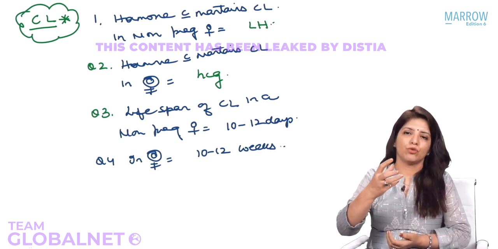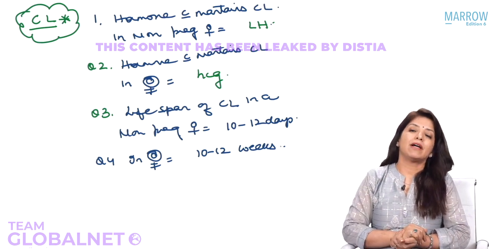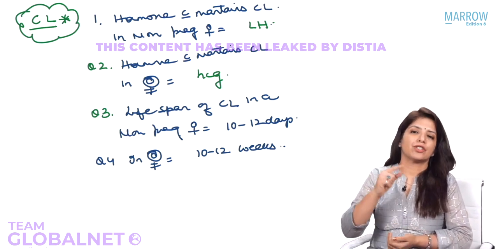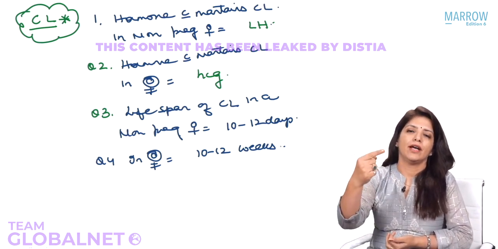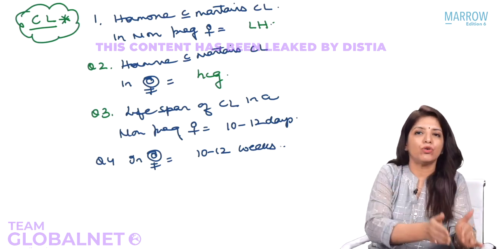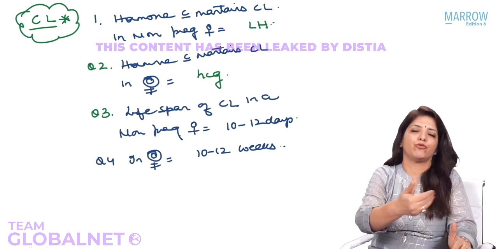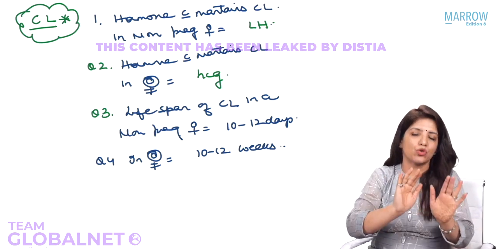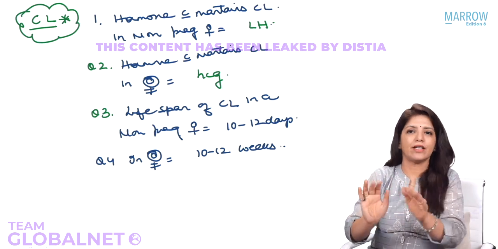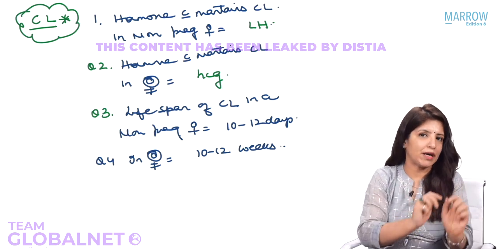Now, this corpus luteum was about to die, right? But because the patient had become pregnant, this patient started producing hormone HCG. And this corpus luteum which was about to die, the HCG prevents it from dying. And so the corpus luteum of pregnancy doesn't die. Otherwise, the corpus luteum would have died if the female wouldn't have become pregnant.